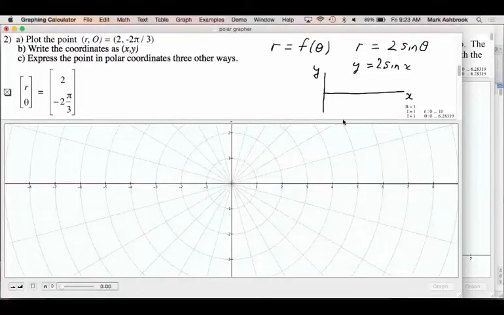So what's the period of that? How far does it go before it starts over? You should be thinking 2 pi. And then we're going to break that up into 4 pieces. Right? All these sine curves are based on kind of 4 pieces.